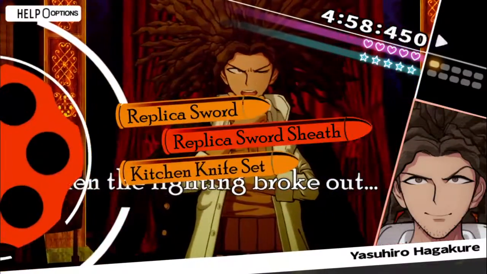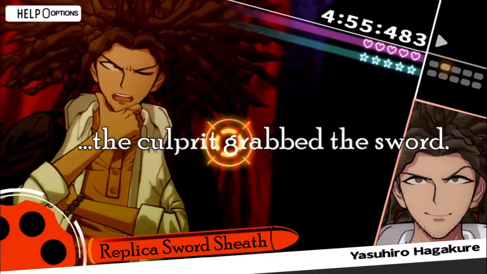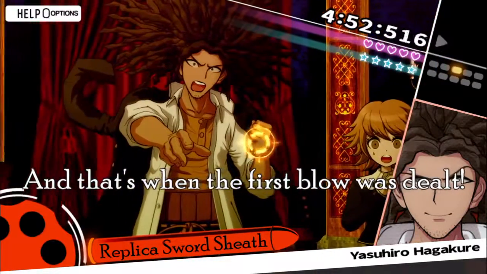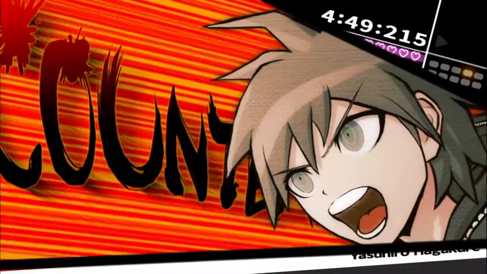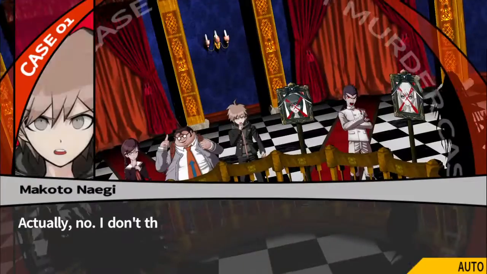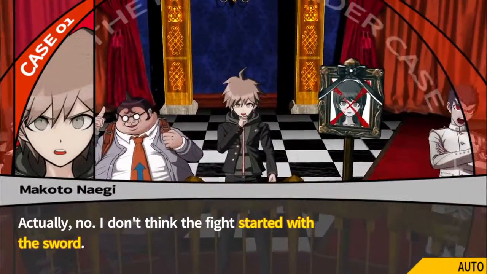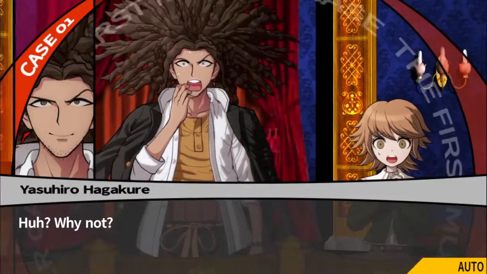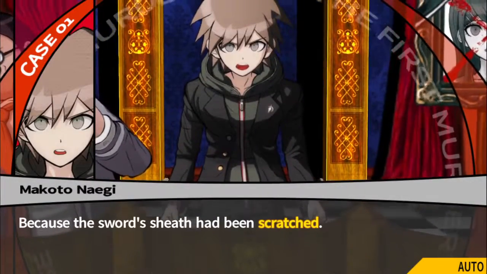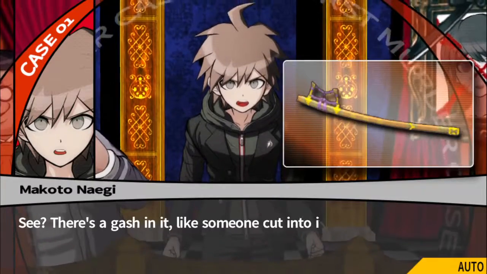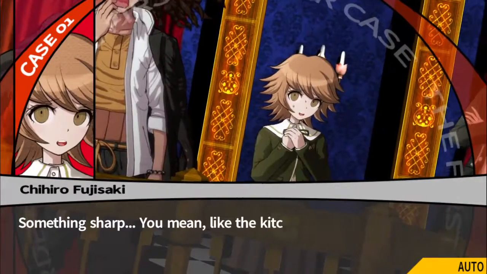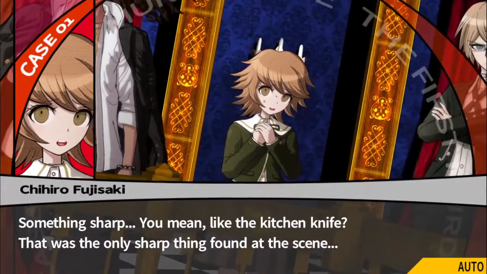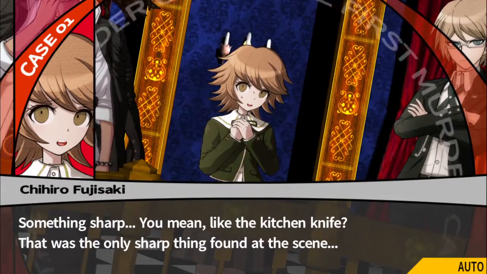When the fighting broke out, the culprit grabbed the sword, and that's when the first blow was dealt. A sword-based sneak attack! No, that's wrong! Actually, no. I don't think the fight started with the sword. Why not? Because the sword's sheath had been scratched. See? There's a gash in it. Like someone cut into it with something sharp. Something sharp? You mean like the kitchen knife? That was the only sharp thing found at the scene.